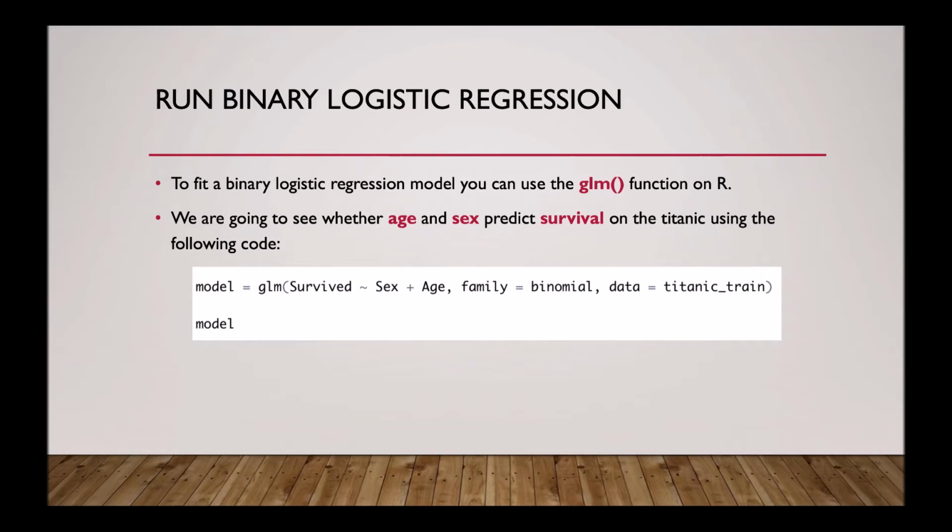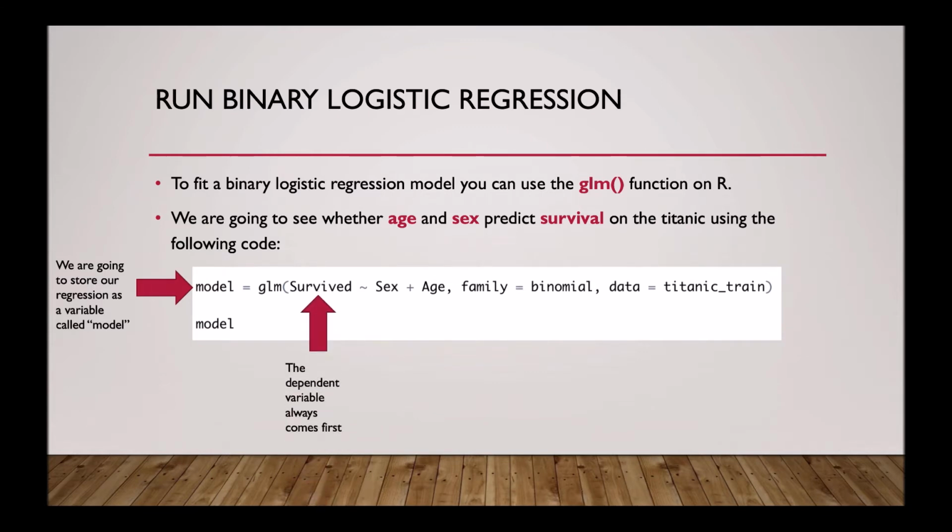To run a binary logistic regression, you can use the GLM function on R. We are going to run a binary logistic regression to predict whether age and sex predict survival on the Titanic using the following code. Firstly, we are going to store our regression as a variable called model. This will help us view results later.